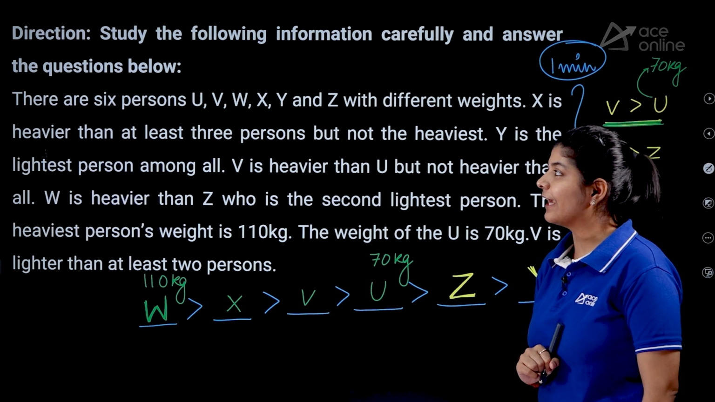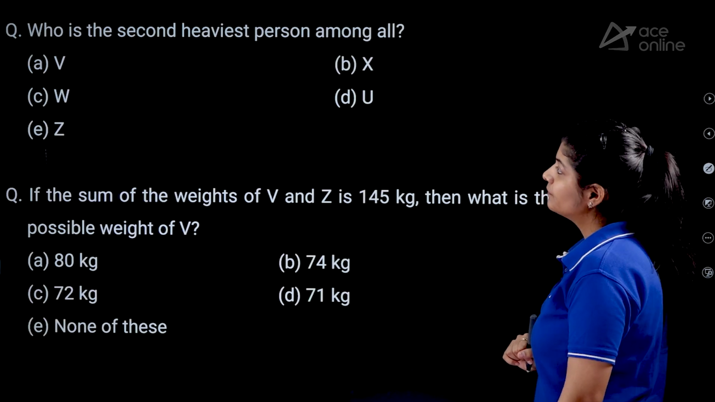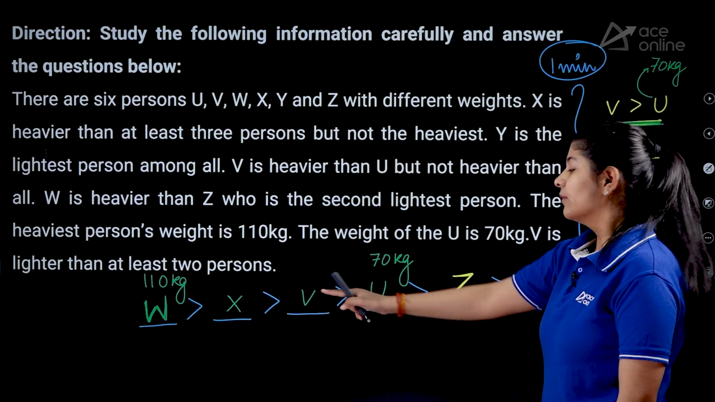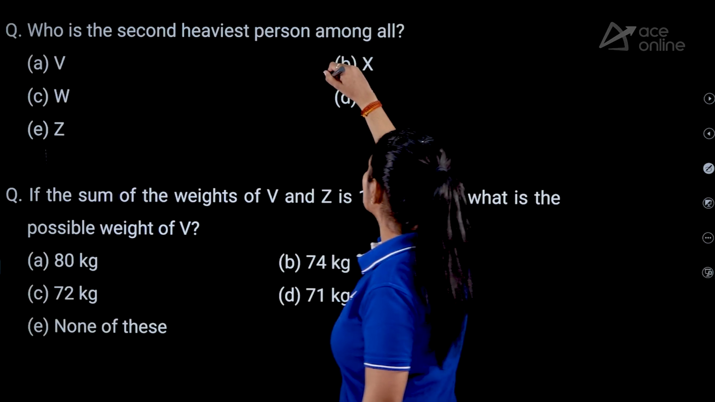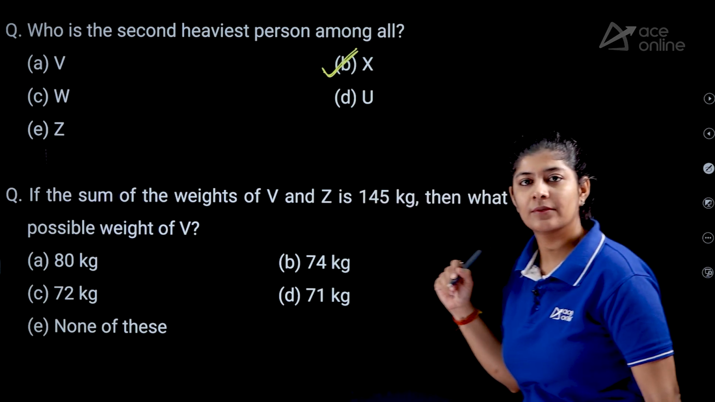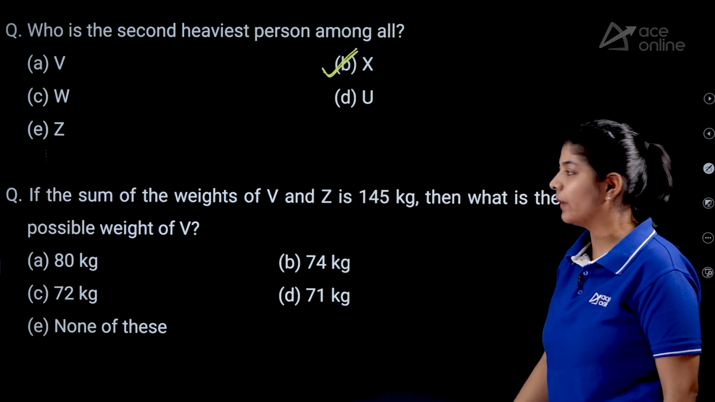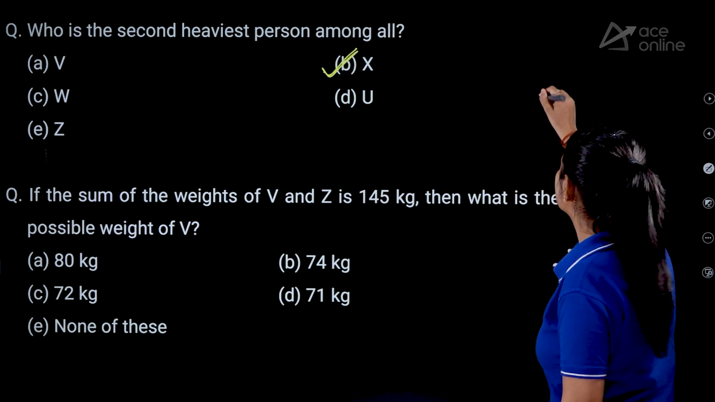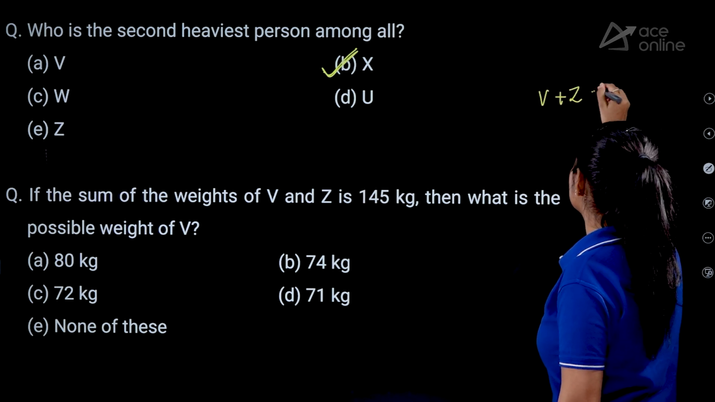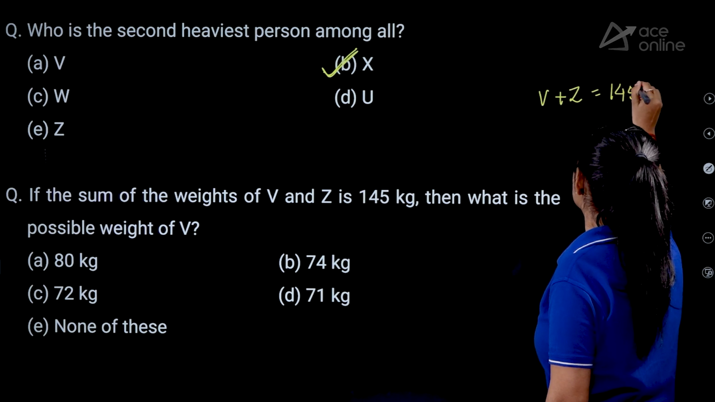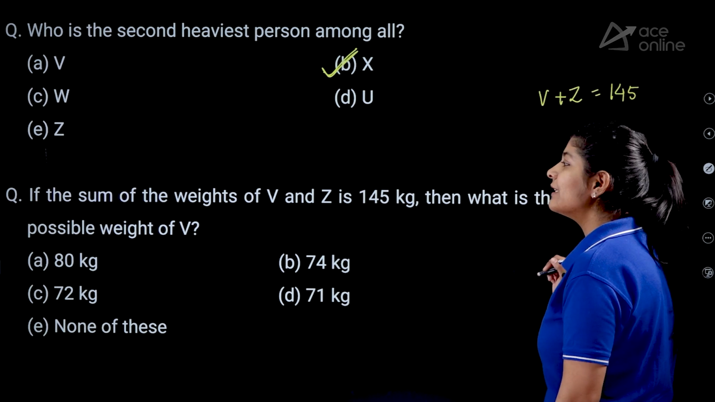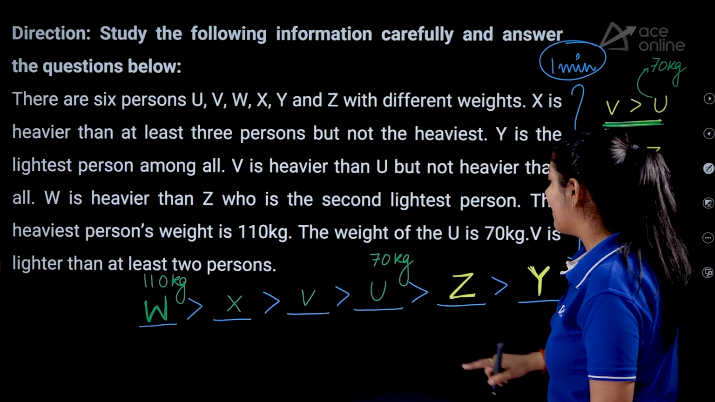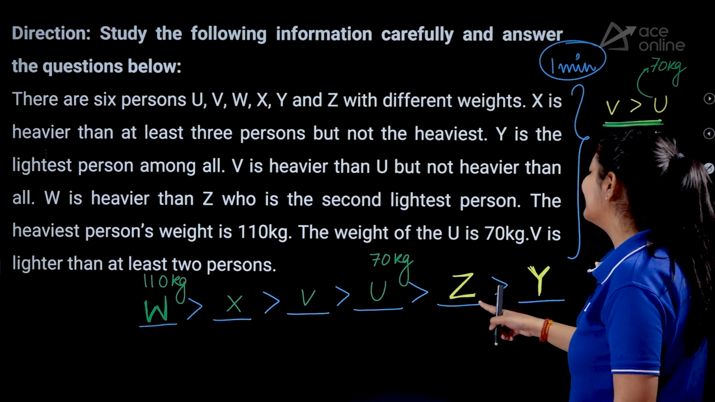So the first question that we are having is, who is the second heaviest person among all? We are having X at that place, so option number B is the correct one. The sum of the weights of V and X is equal to 145 kgs. Okay. Then what is the possible weight of V? So where we are having V and here we are having Z.